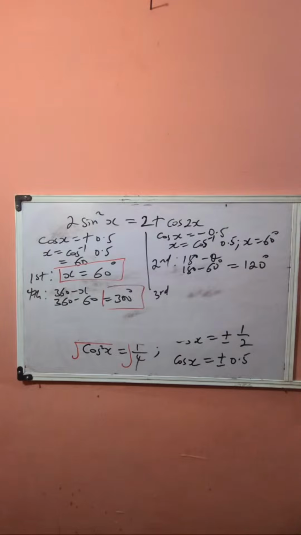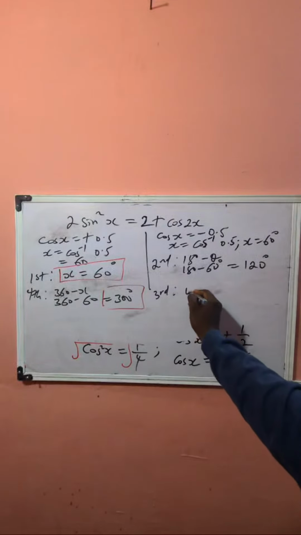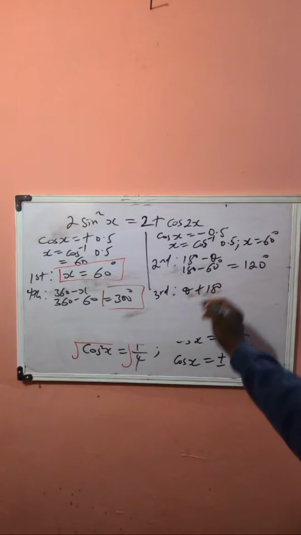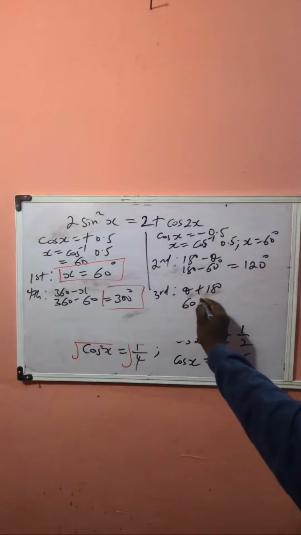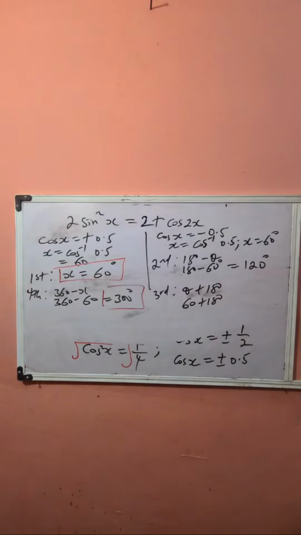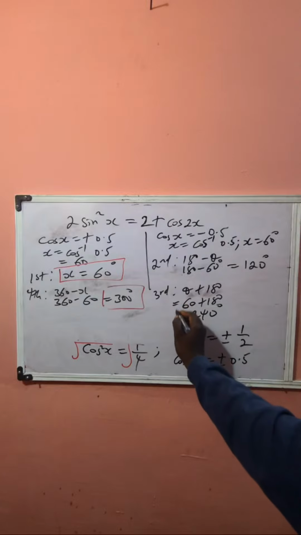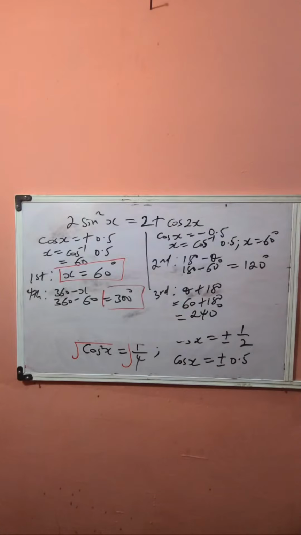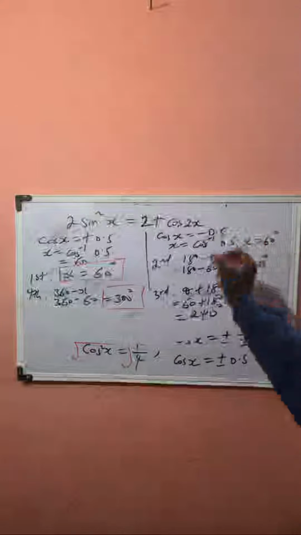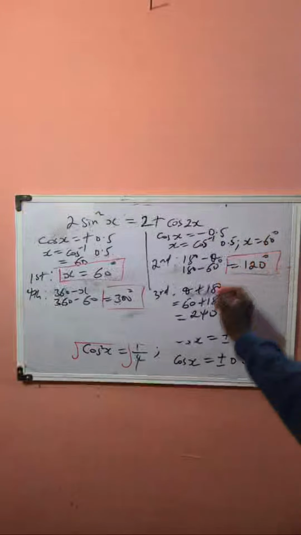And for the third quadrant, the rule that operates there is theta plus 180. That will be 60 plus 180. That will be a value of what? 240. So these were the answers gotten when we had our negative 0.5.